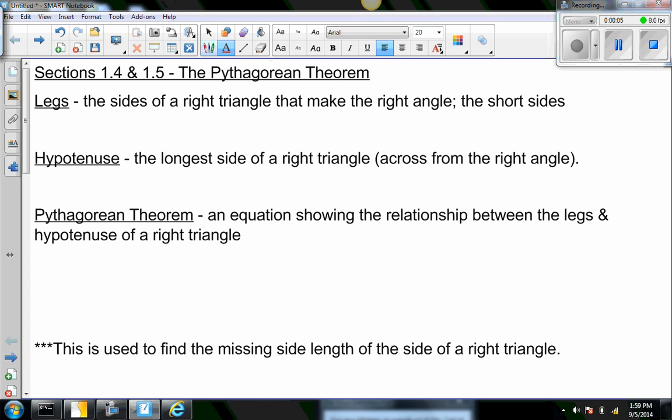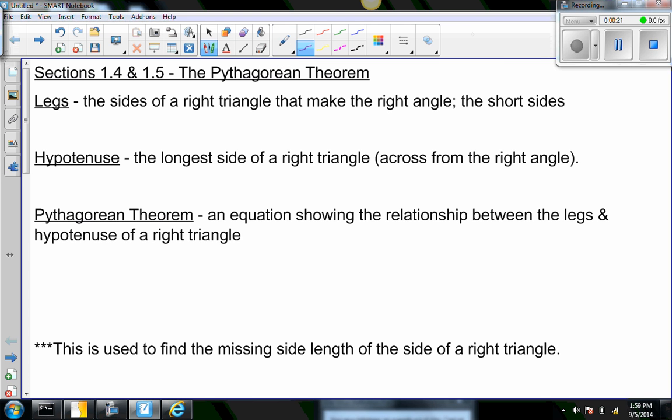I'm going to combine sections 4 and 5 into one video because they really go together. So I just thought it would be easier. So this is for 1.4 and 1.5. And both of those sections are on the Pythagorean theorem.